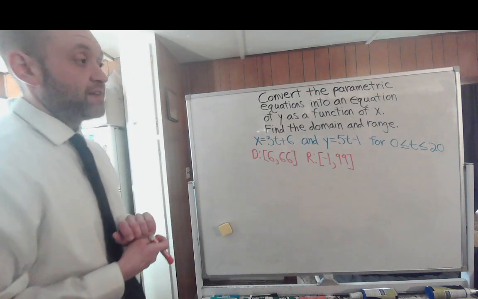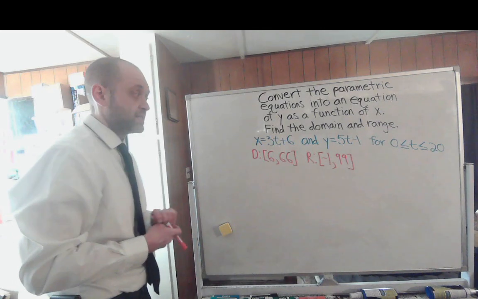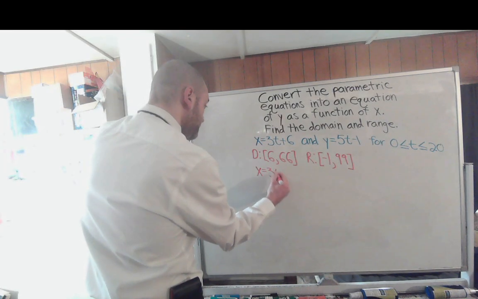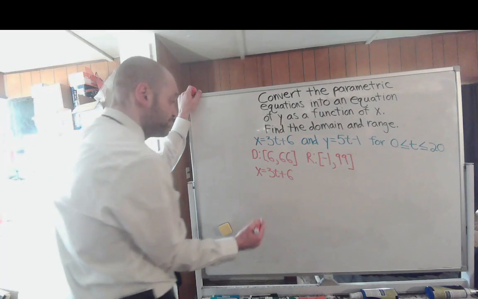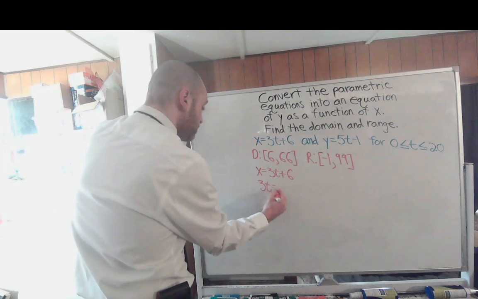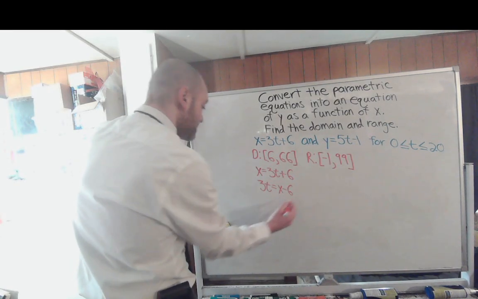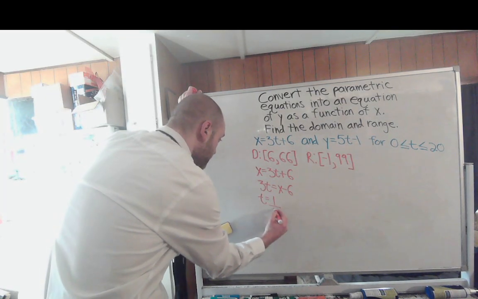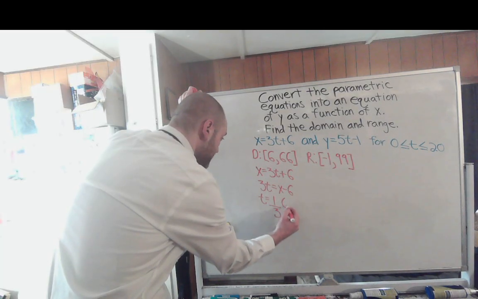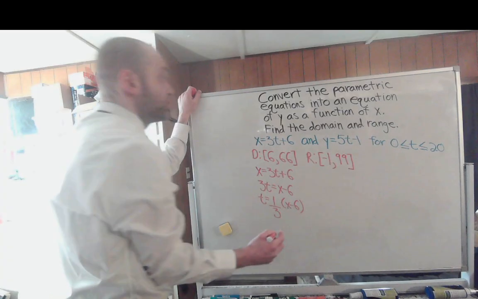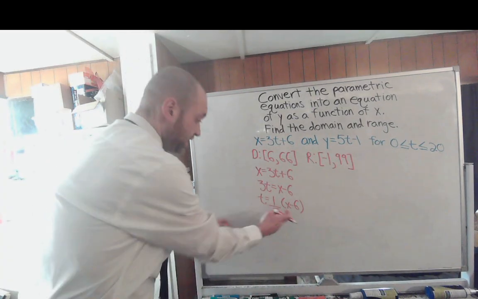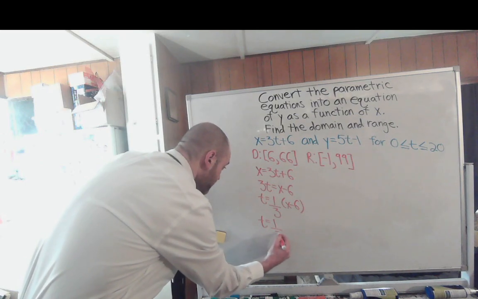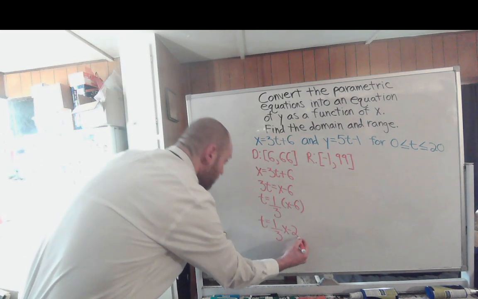Now the last thing we have to do to get y as a function of x is to eliminate the parameter. So take x equals 3t plus 6, you want to solve for t. That means that 3t would equal x minus 6, which then means that t would equal 1/3 times x minus 6, which we should probably just solve completely and do the distribution. So t would equal 1/3 x minus 2.